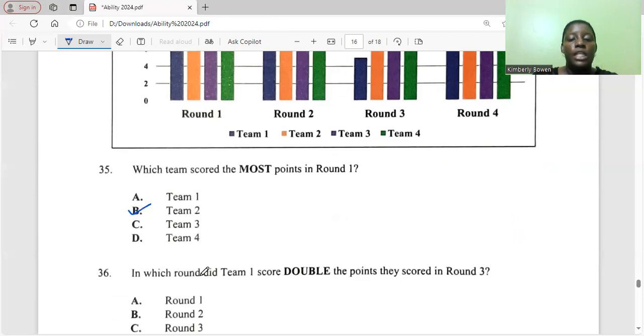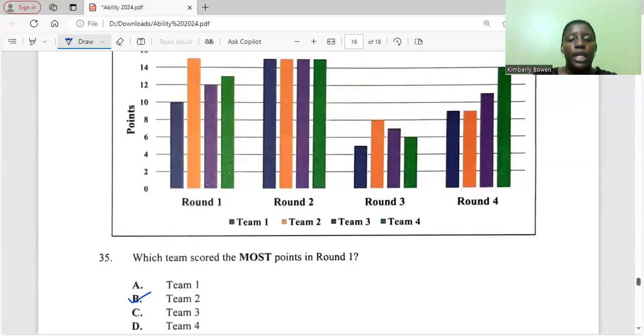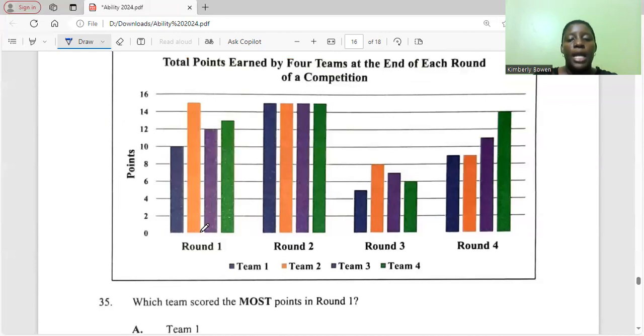In which round did team 1 double the points they scored in round 3? So we're only looking at team 1 here, and we're looking at the points that they scored and looking to see if they double it. So here, round 1, they scored 10. I'll put a 10 here. For round 2, they scored 15, halfway between 14 and 16, that's 15. 10 is not half of 15, so it can't be round 1. And round 2, we're looking at. Here is 5, halfway between 4 and 6 is 5, and I think I already found the answer.